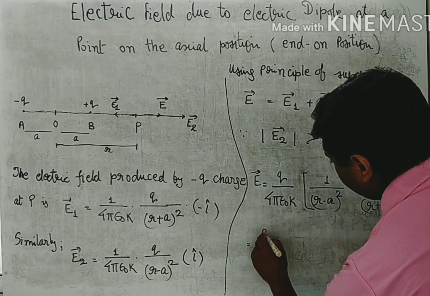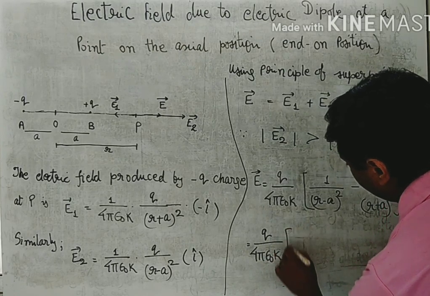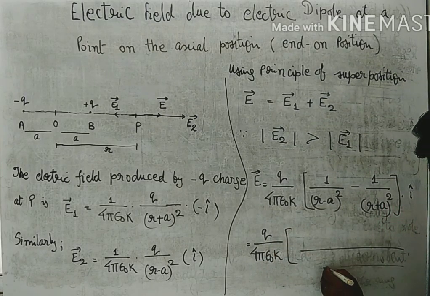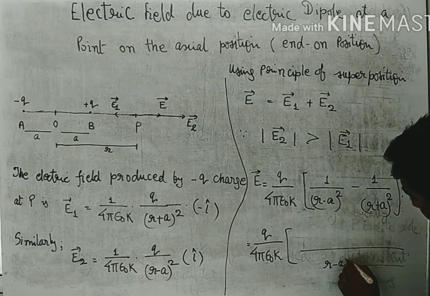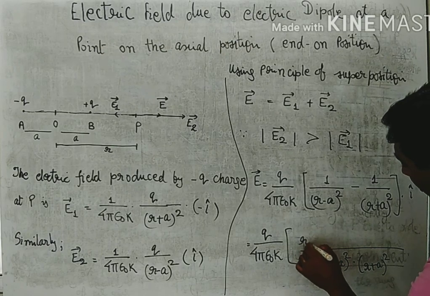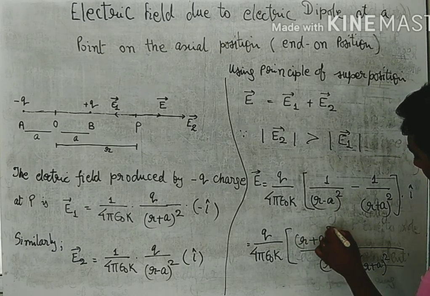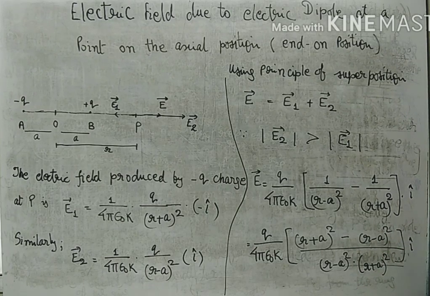Now let's simplify this. Q upon 4 pi epsilon naught k into, have the LCM first. So it will be (r minus a) square into (r plus a) square. Now here comes (r plus a) square minus (r minus a) square, times this i cap.